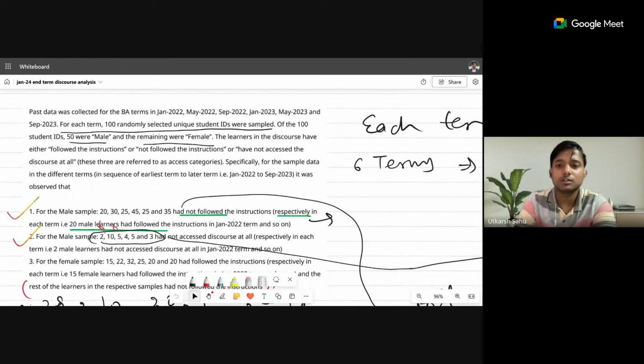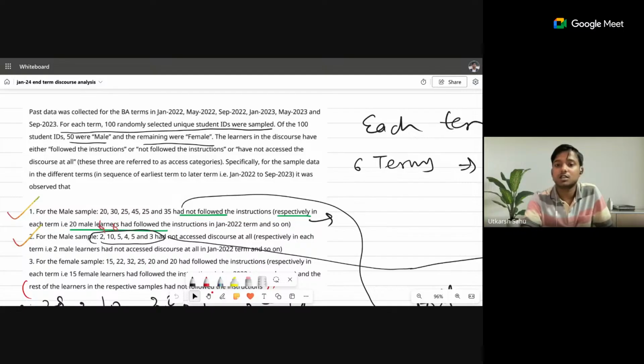So they have some discourse data given to you about students. Past data was collected for these terms: 1, 2, 3, 4, 5, 6. We have data for 6 terms. Each term has 100 randomly selected student IDs. Of the 100 student IDs, 50 were male, 50 were female.